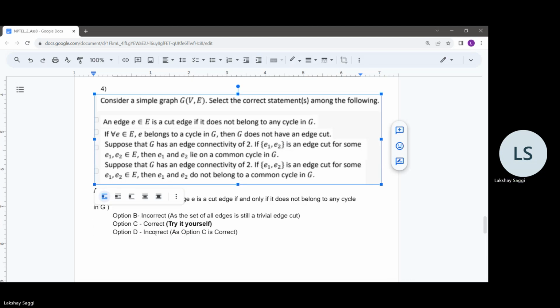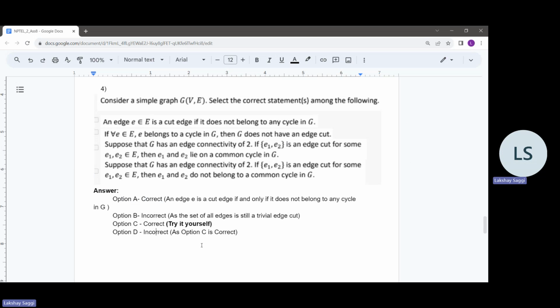So I guess the correct answer here will be option A and option C. So option A, option C are correct here.